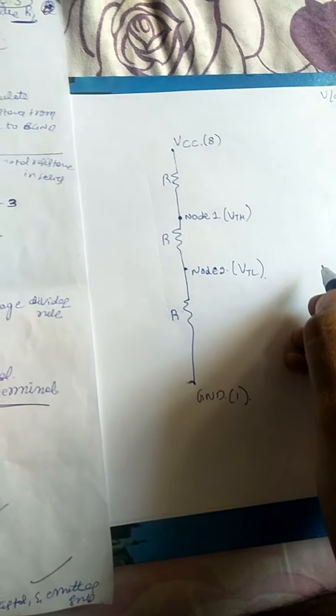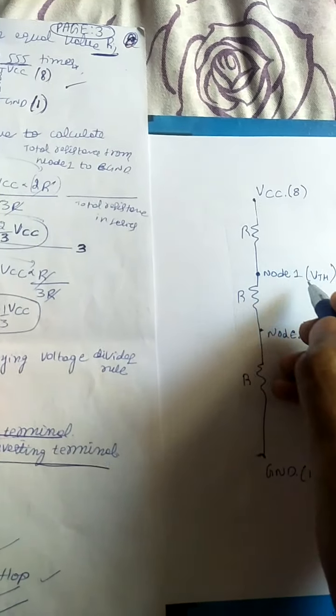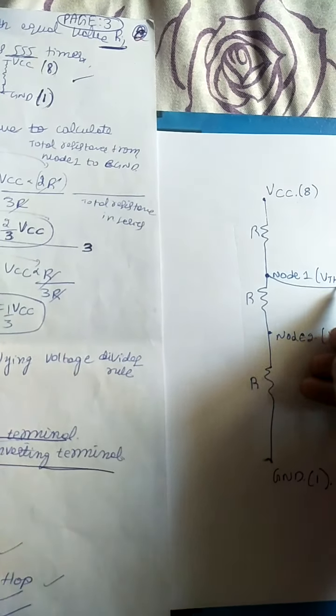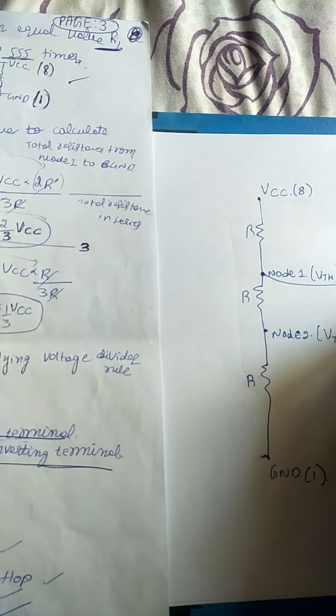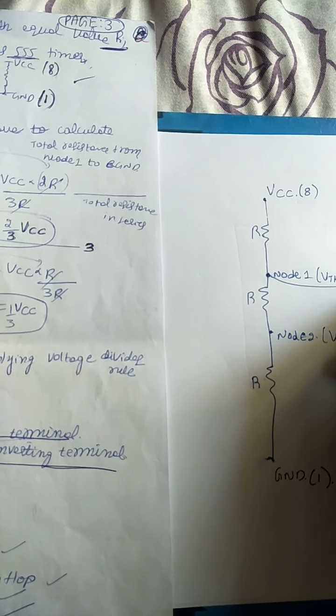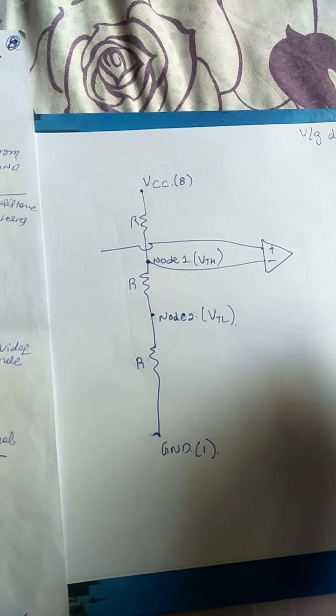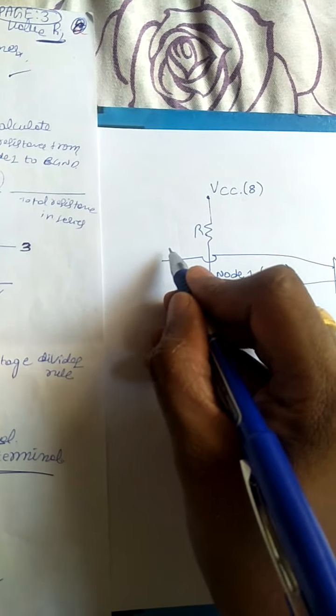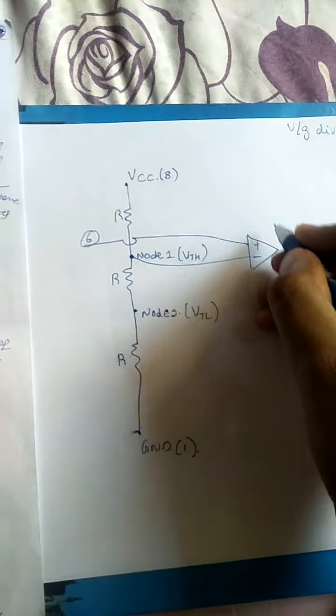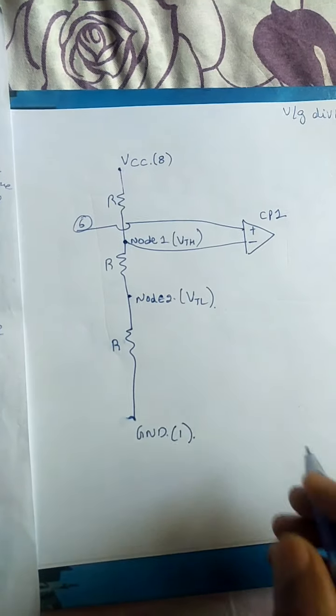Okay, so before that, this node will be connected to the inverting terminal of one op amp, and the non-inverting terminal will be taken out. This will be connected to pin number 6. This one we call comparator 1.